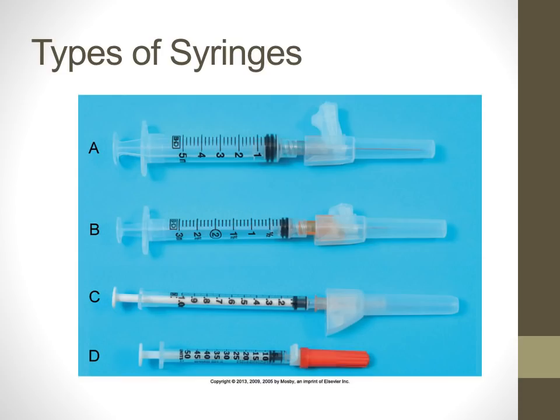And these are the different types of syringes. Syringe A is a Luer-lock syringe, 5 mL. B is a 3 ml. C is actually a tuberculin syringe. Those are usually used for your intradermal injections, sometimes subcutaneous. And then D is an insulin syringe where the calibration is actually in units rather than milliliters. Notice that the tuberculin syringe only holds 1 ml of solution.